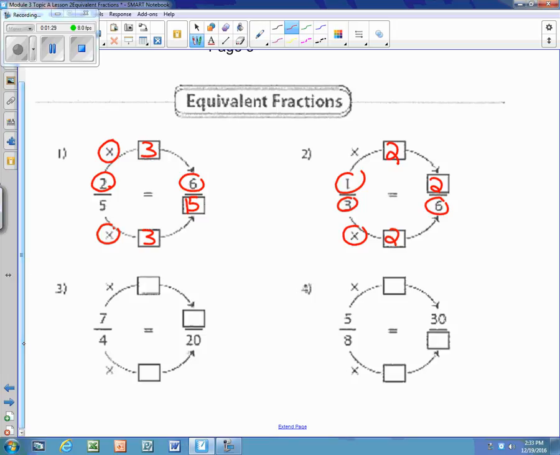So next, we have two denominators that are the same. What did I do to the 4 to get to 20? I multiplied by 5. So 7 times 5 is 35, because I must do the same in the numerator and the denominator. Here we have, what did I do to the 5 to get to 30? I multiplied by 6, and then 8 times 6 would get me to the 48.